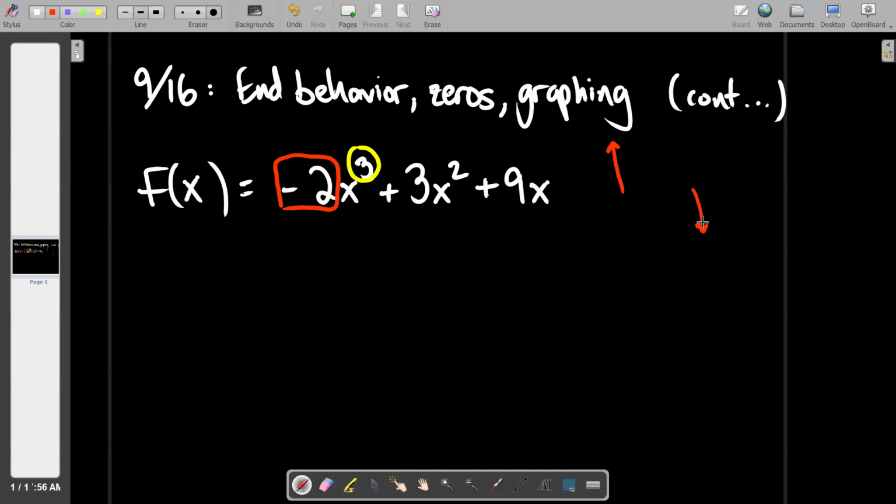So what's the next thing we do? If that's all we knew, we could not make a very good graph at all. Honestly, we would have very little to go on. So there's one other feature that really locks us in. Do you remember what it is? You have to find the zeros.